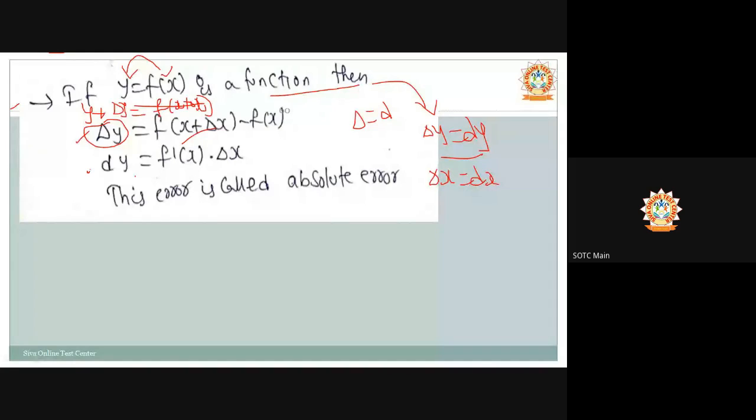Next, dy is nothing but f dash of x into dx, that is the differentiation of f of x multiplied by the change in x, that is dx. This is also called the absolute error, this dy, right? So now try to see some questions about this. If f of x is equal to x square, then find delta f and dy. Here delta f is nothing but the change in your function f of x, right?